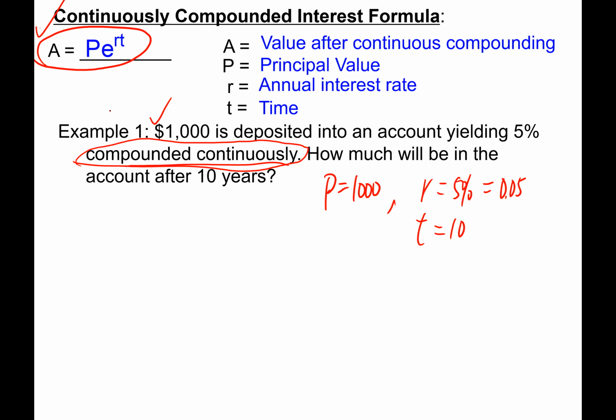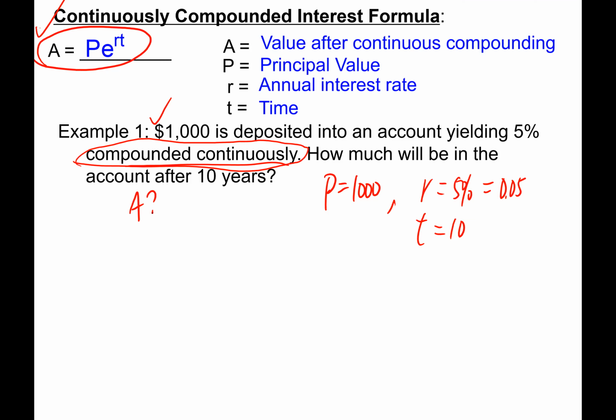And we know that's continuous compounding. In this continuous compounding formula, we only have 4 variables. E is not counted as a variable, right? So I only have 4 variables here. If you know 3 of them, you'll be able to find the missing one. And the missing one here is the ending balance.